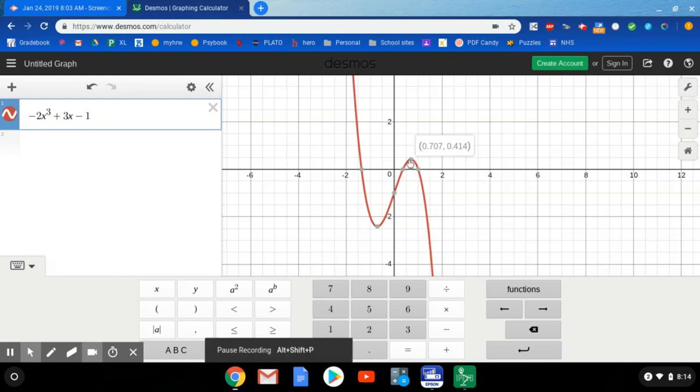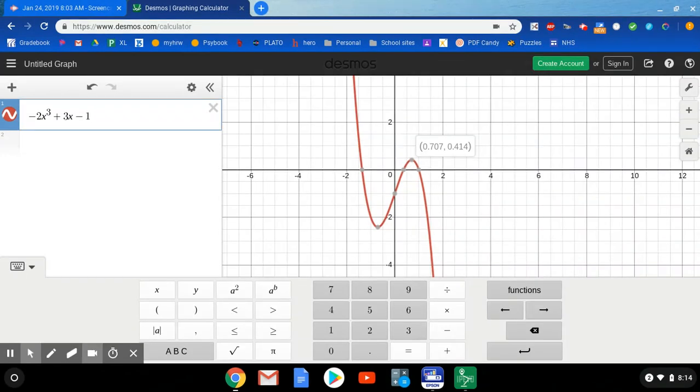It says 0.71 and 0.41. Is that what you got on your calculator? Awesome. So make sure again that it says max before you write down the number. So can everybody grab that and write down their number?